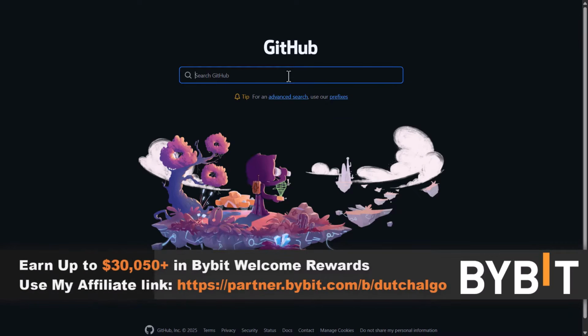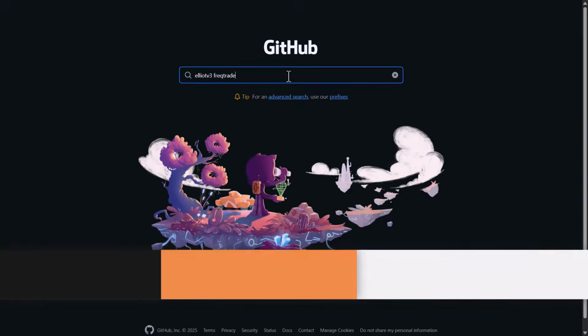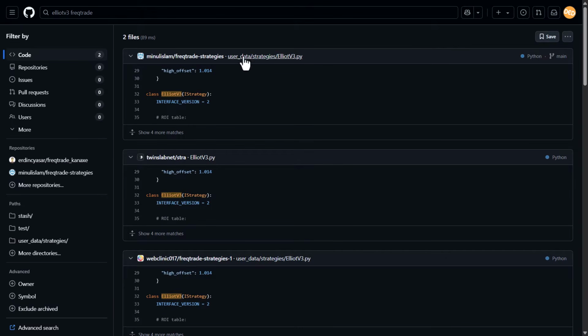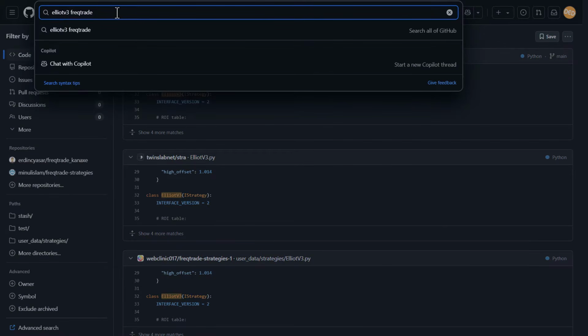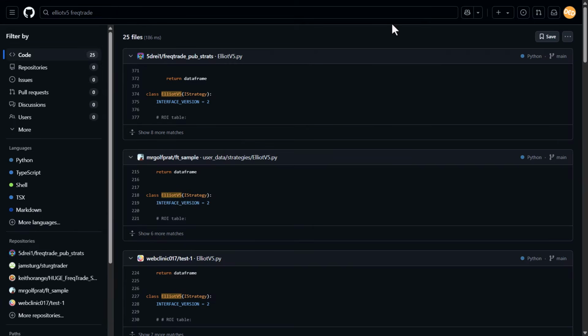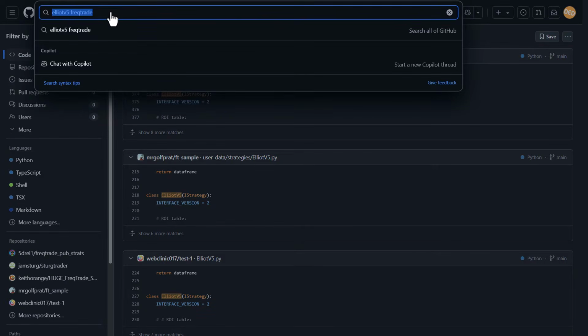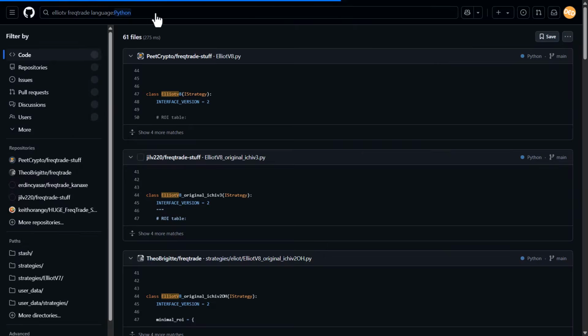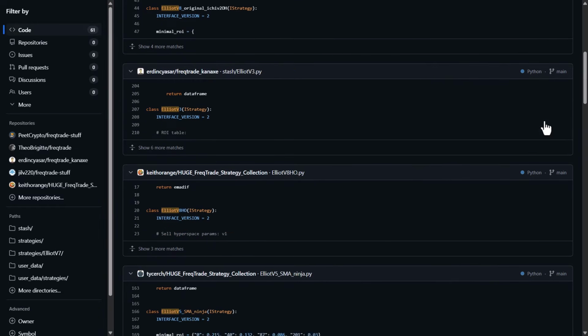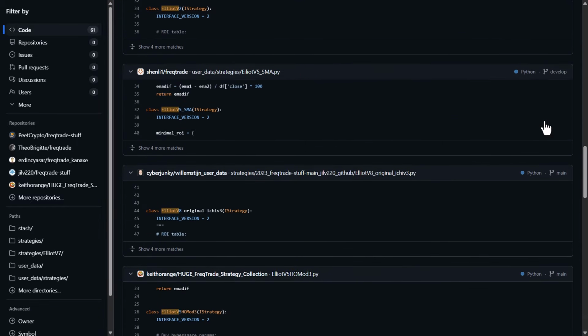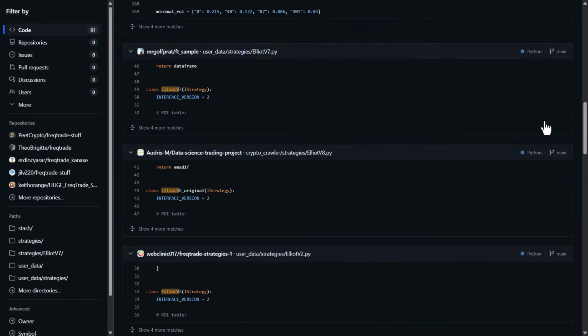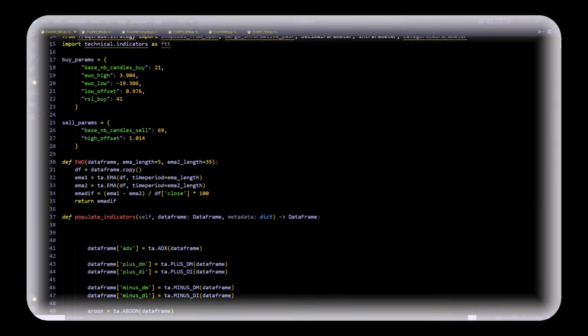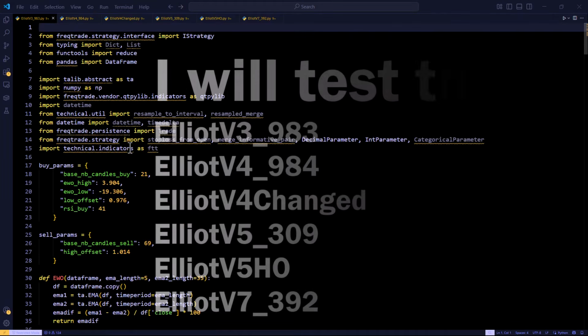But before we begin, let's first show you how you can find these strategies. Some are a little bit hard to find, but most of them are available on GitHub if you do the correct search query, like the Elliot v3 and v5 example you see here. So you see, it's not hard to find these on the internet. Now about the strategies themselves. Unfortunately, I cannot tell who the original author is of these files, but in any case, all kudos go to you, my friend.